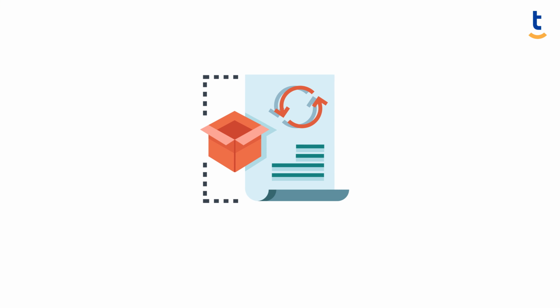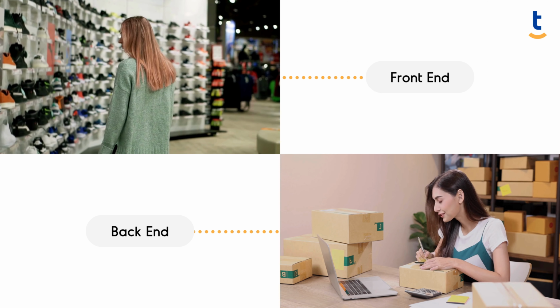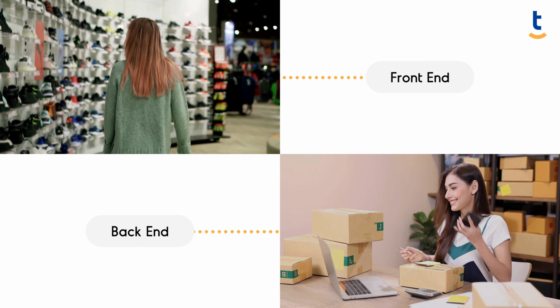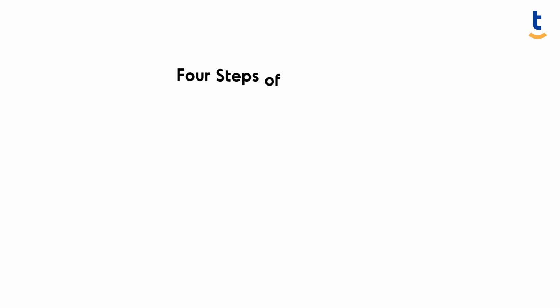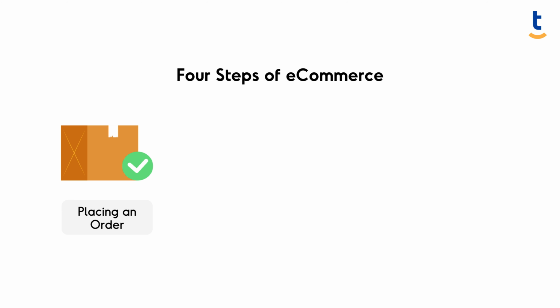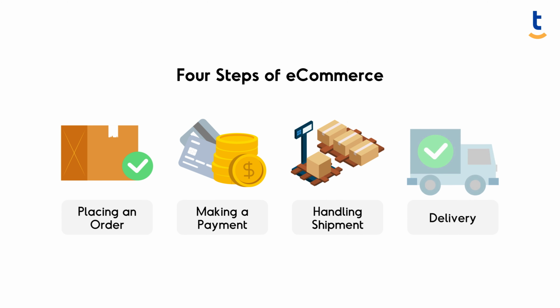Having understood the main components of an e-commerce system, it's time to delve into the order-purchase procedure. This is where we see the front end and back end working in tandem to deliver a smooth and efficient shopping experience for the customer. This process can be broadly divided into 4 steps: placing an order, making a payment, handling shipment, and finally delivery. Let's explore each of these steps in more detail.